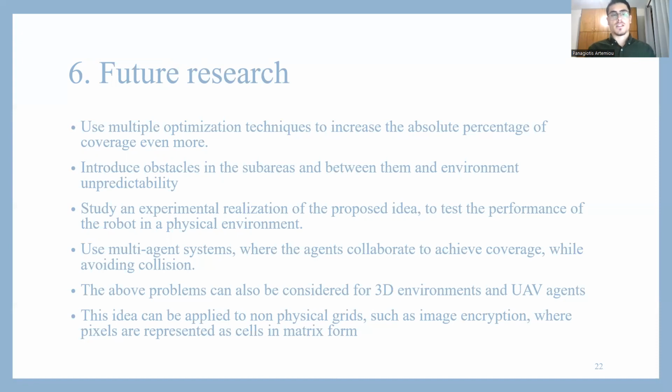And as I said, another future suggestion is making an experimental realization of this idea, so we can test the performance in a physical environment. Also, all the above can be considered while using multiple collaborating agents and 3D environments, for example, in UAV applications. And finally, this idea can be applied to non-physical environments too, such as in encryption.